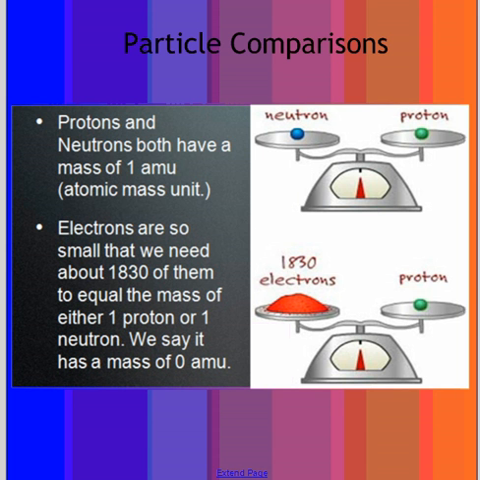So as you can see, if we put them on a balance, that's what it would look like. We would have 1 proton to 1,830 electrons to be able to balance it out. And if we didn't have a proton, it would be 1 neutron to 1,830 electrons. So again, protons and neutrons are the same size, but electrons are very, very tiny.